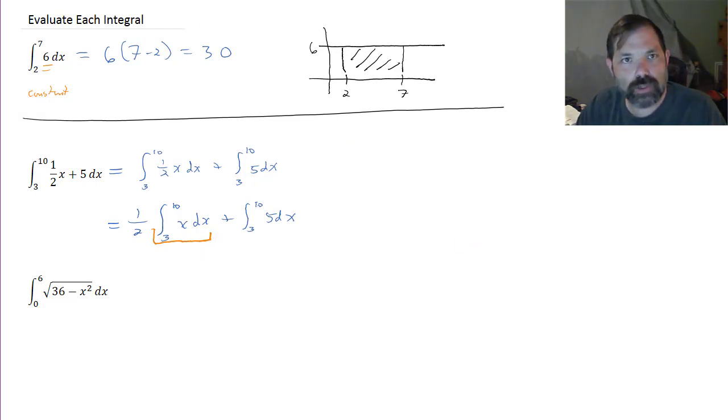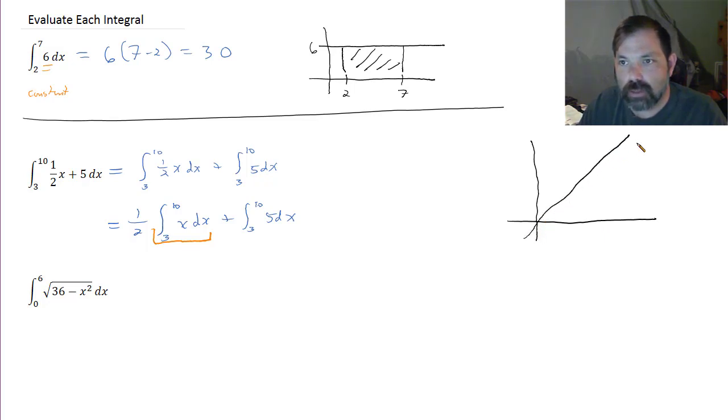And again, what I'll do here is use a geometric argument. So there's my axes. Here's the function x. That's just a line through the origin with a slope of 1. And I'm integrating from 3 to 10. And so then my shape, if I think geometrically, this shape is a trapezoid. It's a trapezoid, and it has heights 3 and 10, or bases 3 and 10. And the width, the height of the trapezoid is 7.